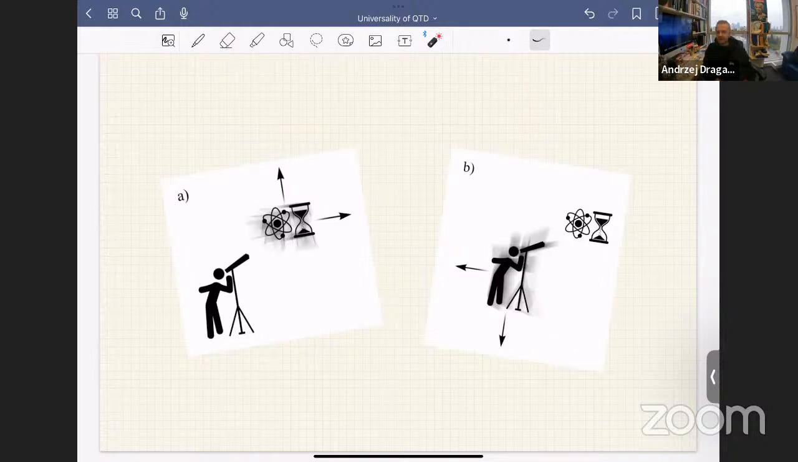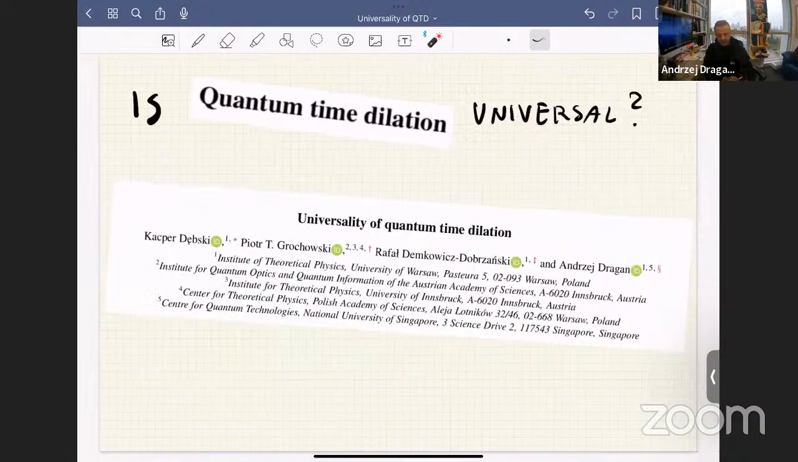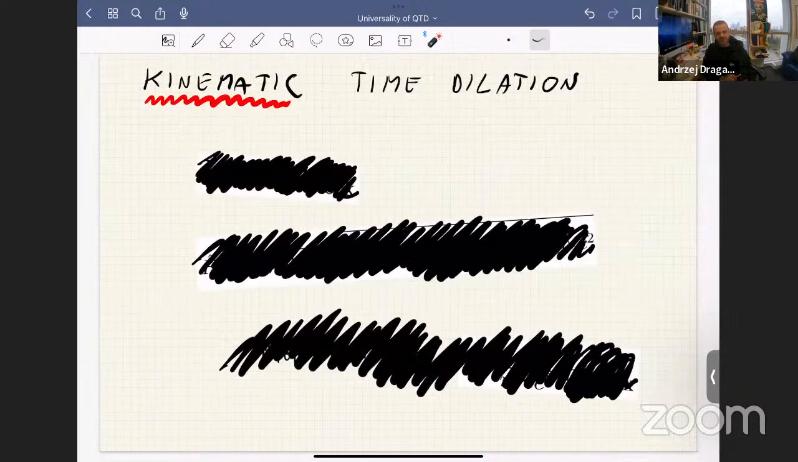Any questions or comments? Okay, so let me continue. So is quantum time dilation universal? This is the paper we wrote, and the answer is quite interesting. It depends. Again, let me begin with the kinematical time dilation first.